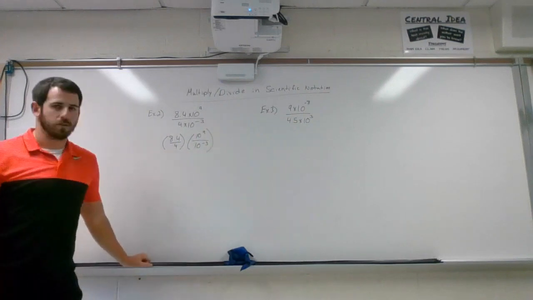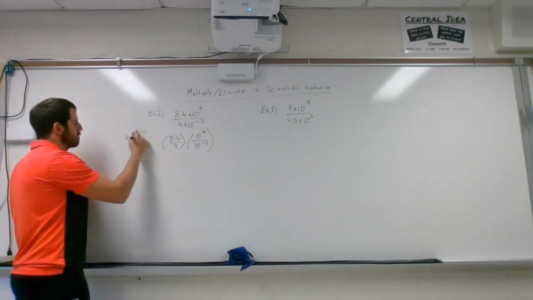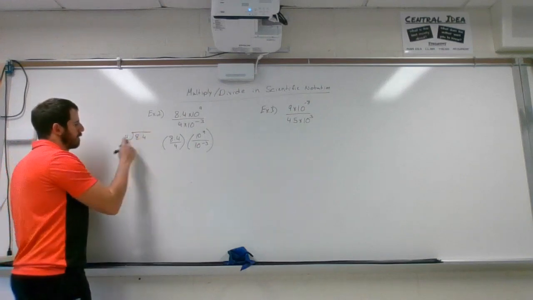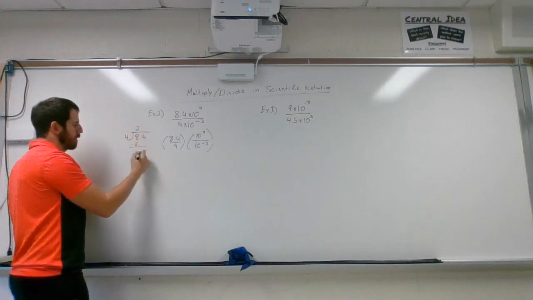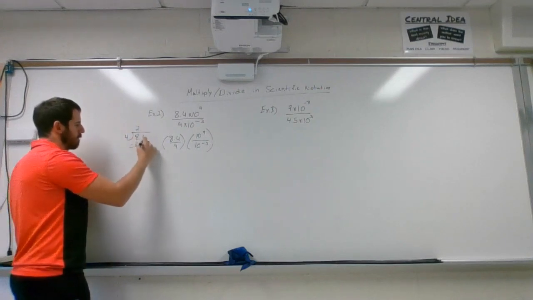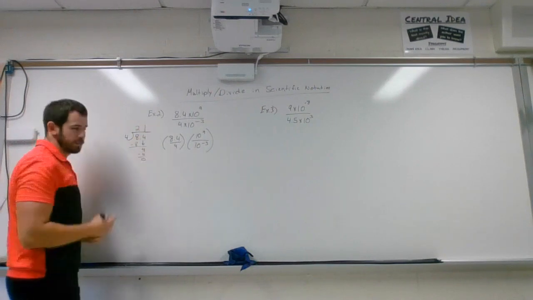Okay, so long division if you need to. 4 going into the 8.4. Well, 4 goes into 8 twice. We multiply and subtract. Add your decimal, bring down the 4. 4 goes in once. And that's our answer for that.